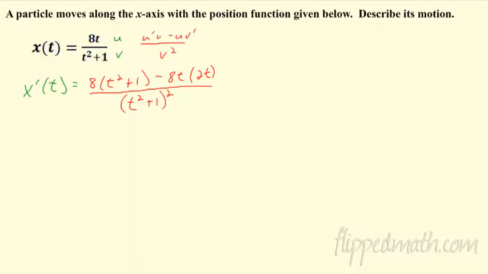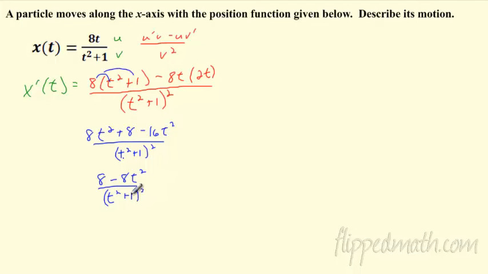So we probably want to clean this up a little bit. Why do I want the derivative? Well, that's going to tell me what's going on. And probably most important, let's clean it up and see what happens. If I distribute my 8, I'm going to get 8t squared plus 8. That's a terrible looking plus sign. Let me try that again. 8t squared plus 8. Multiply those out, minus 16t squared, all over the bottom, which is squared. Then combine like terms, and I'm looking at 8 minus 8t squared all over t squared plus 1 squared. So there is the derivative right there.